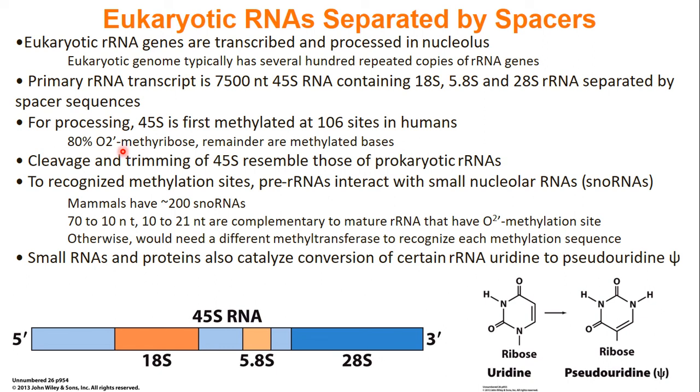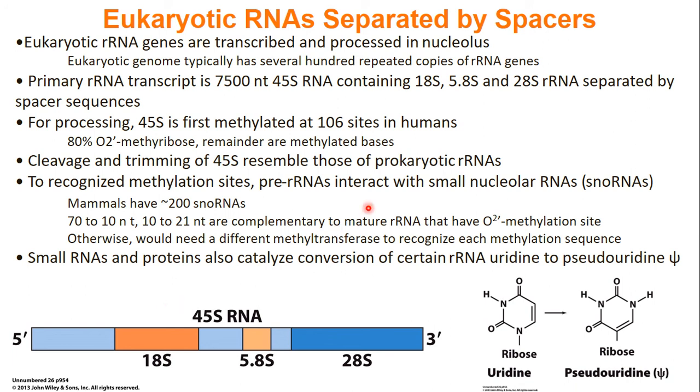80% of those methylations are at the 2' oxygen to make a methylribose. The rest are methylating bases. And so the question is, how do we target these 106 sites? And the answer is, our pre-rRNA will interact with small nucleolar RNAs called snoRNAs. And mammals have roughly 200 of these RNAs, and they're 70 to 100 nucleotides long. And 10 to 21 of these nucleotides are complementary to the mature rRNA that needs to be methylated.